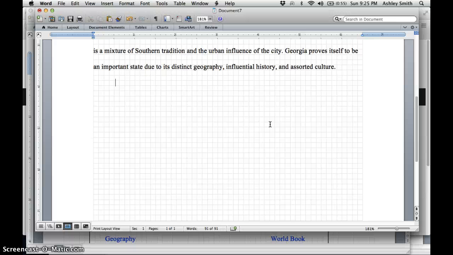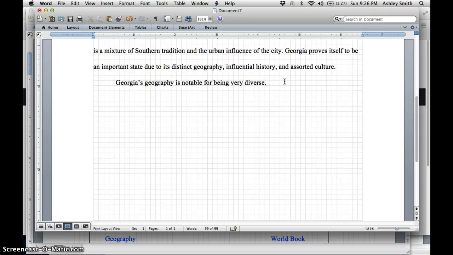So I'm going to start with a topic sentence. Georgia's geography is notable for being very diverse. There's a topic sentence. I've introduced the topic of the paragraph, geography, and I've kind of given a little summary of what maybe the paragraph's going to be about.